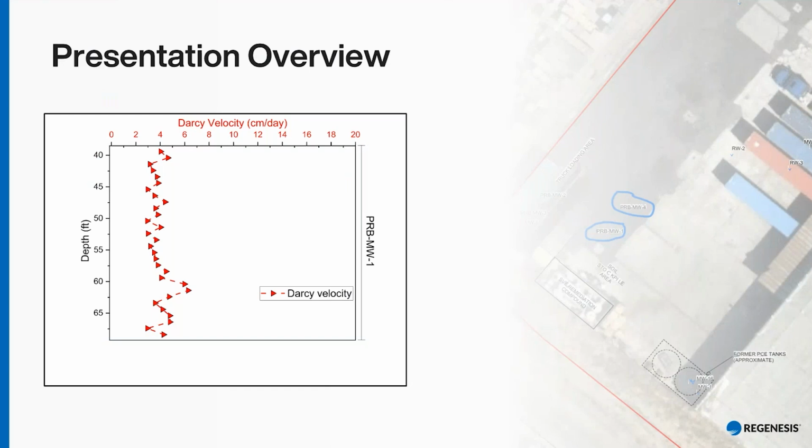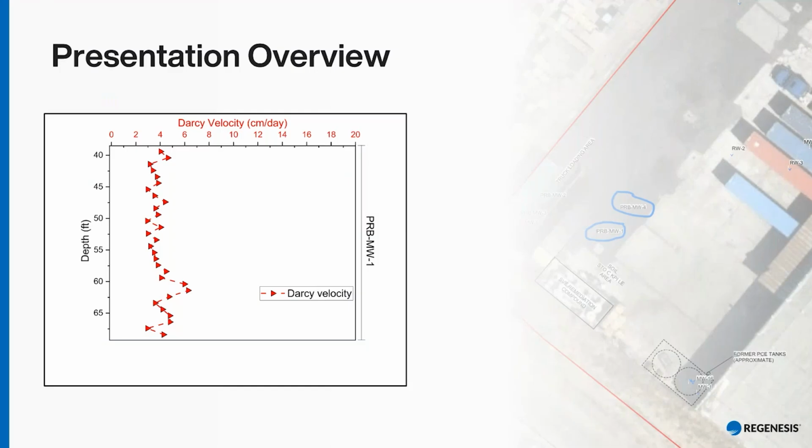Now, if I were to tell you that in this site there was contamination of chlorinated solvents, the question would be now, where would you expect most of the mass flux to move through? And you might think maybe through where the highest Darcy velocity is, right? Where most of the water is moving through.